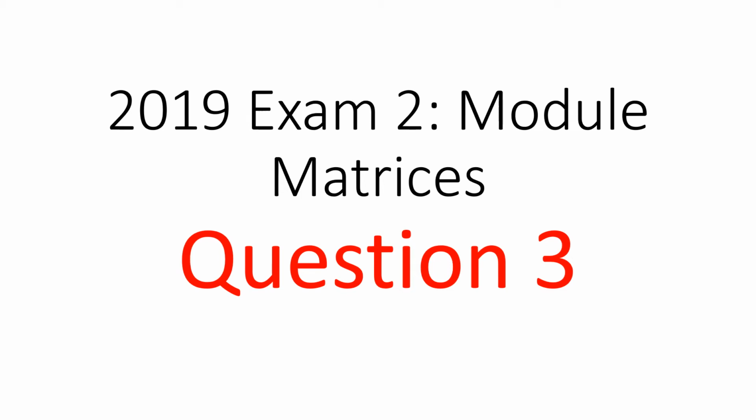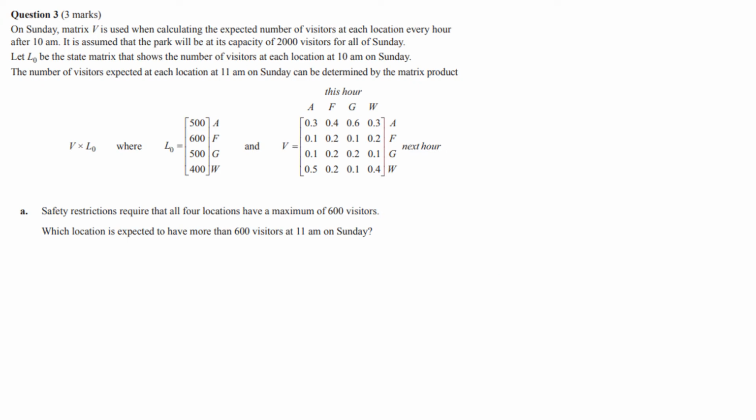2019 Exam 2 Matrices Question 3. On Sunday, matrix V is used when calculating the expected number of visitors. And we've got this equation, V times L naught. Part A, straightforward. Stated restrictions say that all 4 locations must have a maximum of 600. So which location is expected to have more than 600 at 11 a.m.?